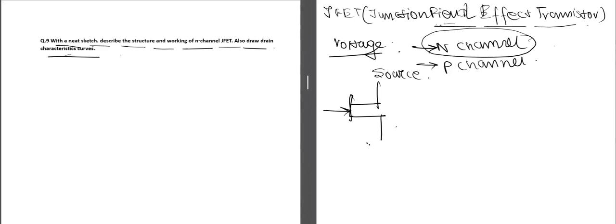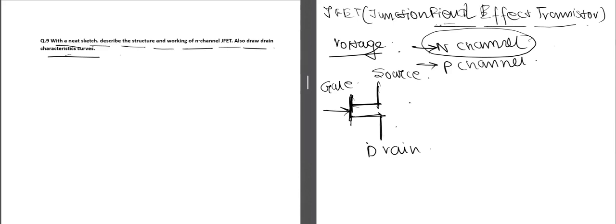The JFET has three terminals. The first terminal is gate, which is represented by this line, the second terminal is drain, which is this line, and the third terminal is source, which is this line. So this is the symbol of N channel JFET.